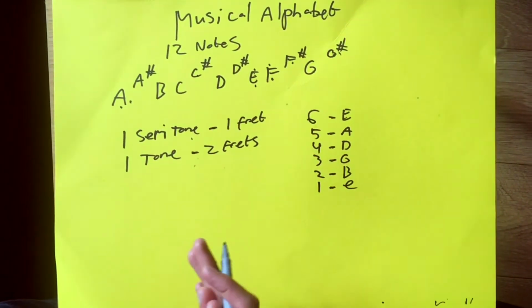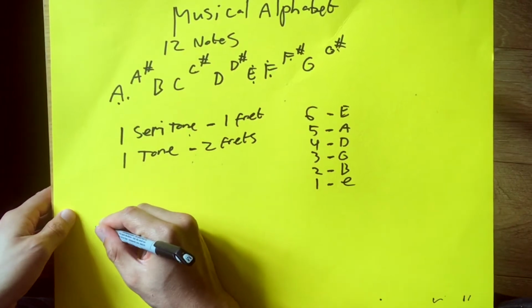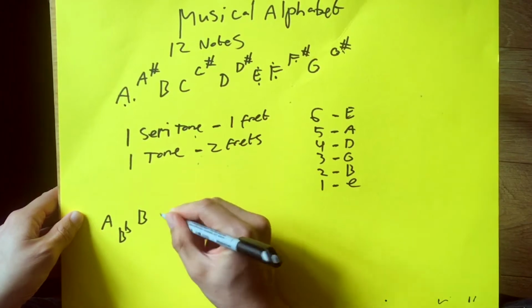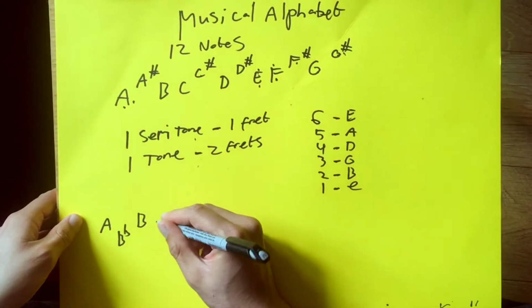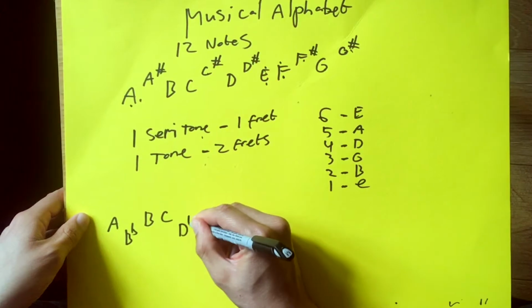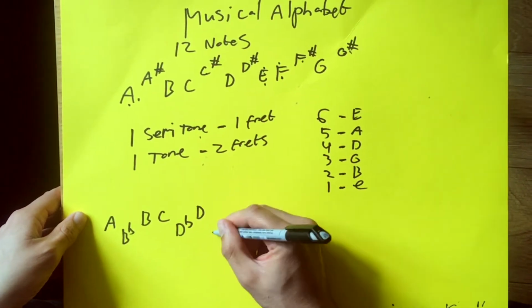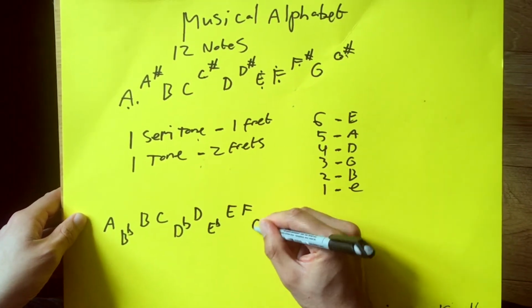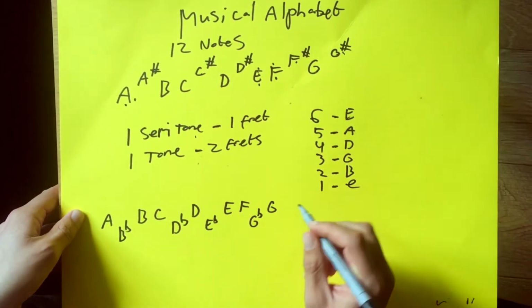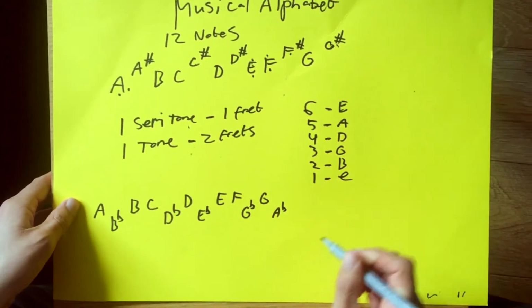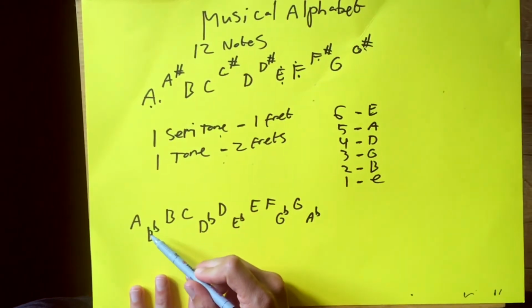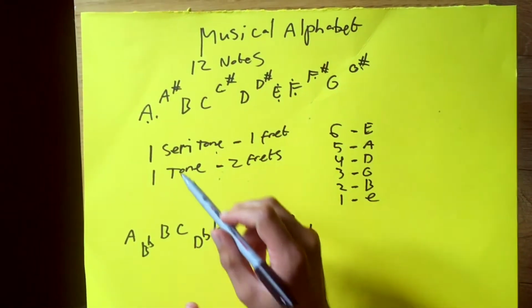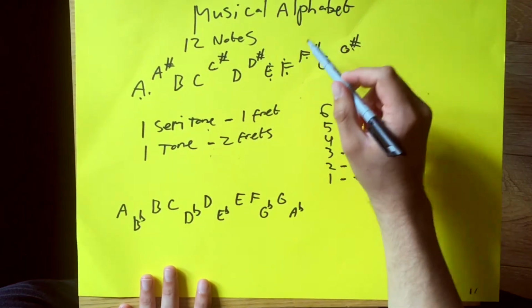So let's come back now to the flats. Some people are going to encounter flats like this: A, B flat, B, C, D flat, D, E flat, E, F, G flat, G, and then A flat here. Now these flats, B flat, D flat, E flat, G flat, A flat, are the exact same notes as A sharp, C sharp, D sharp, F sharp, and G sharp.